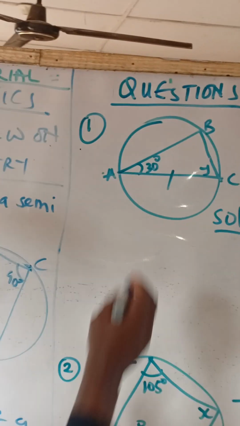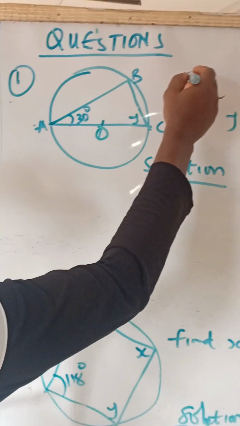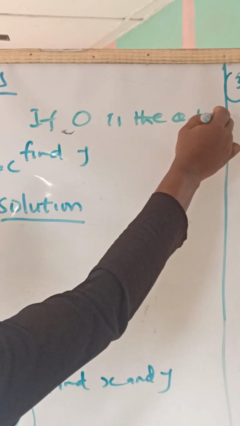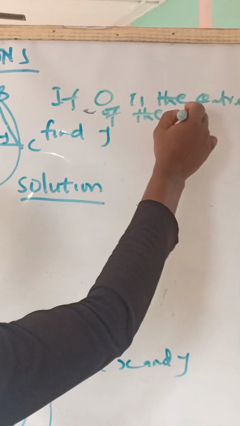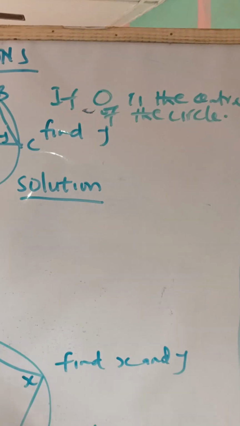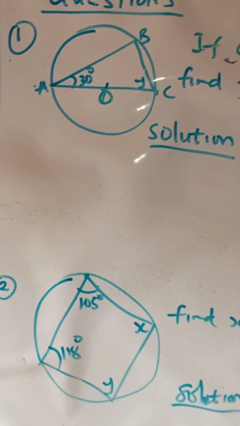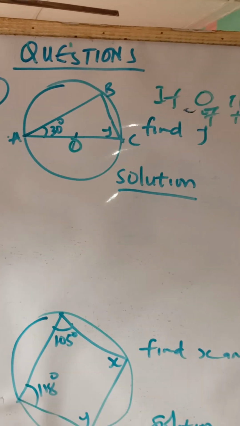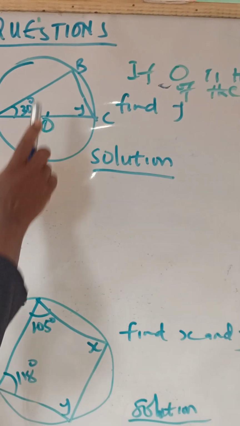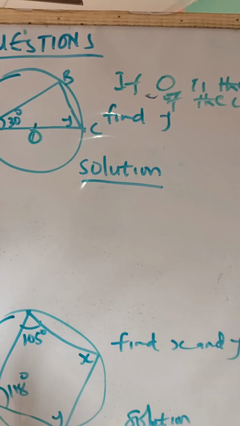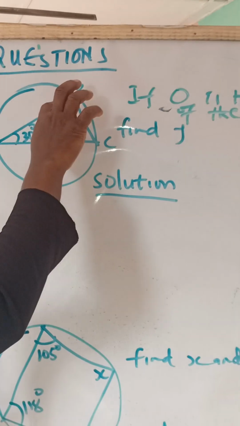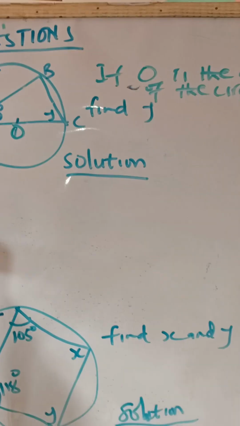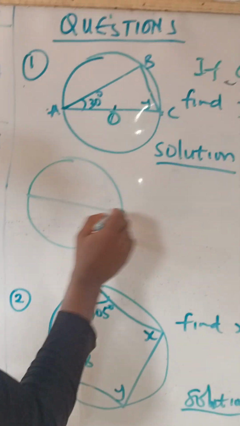Look at this diagram. We were told that O is the center of the circle. Please make sure you are told in the question. If you are not told it's the center, you don't assume it is the center. But here we are told that O is the center of this circle. Because O is the center and we have a triangle on the diameter, therefore, we are sure that this is the diameter now.